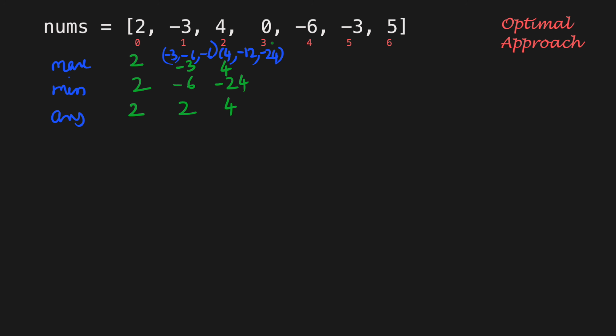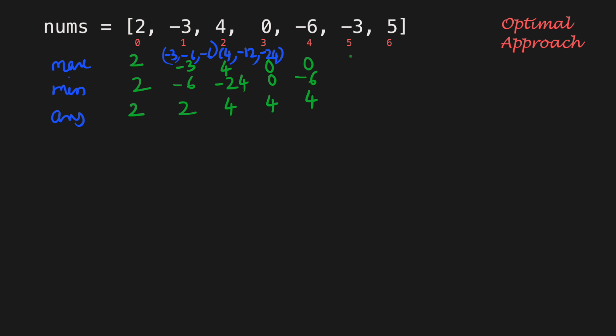Then the next element is 0. So the maximum and minimum become 0, but the answer stays 4. Then the next element we see is -6. So the maximum stays 0, but the minimum becomes -6 and the answer stays 4.